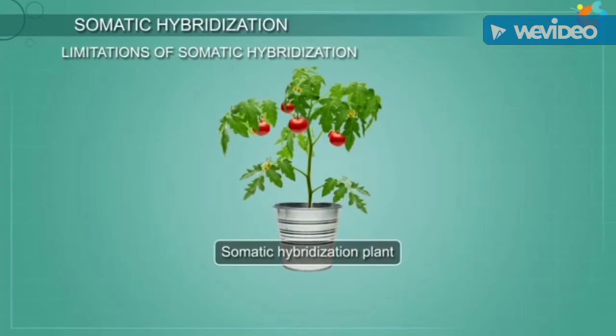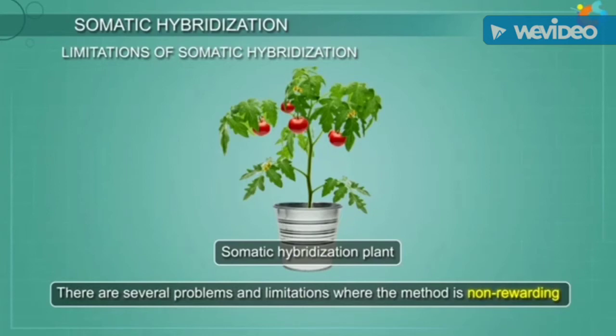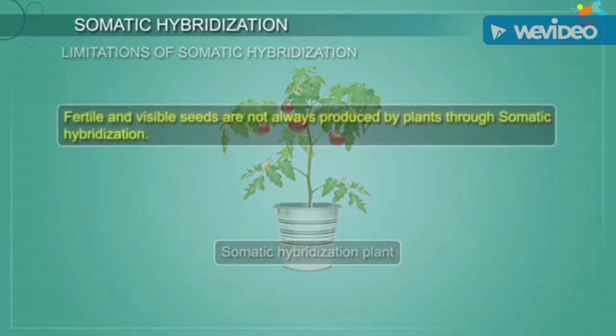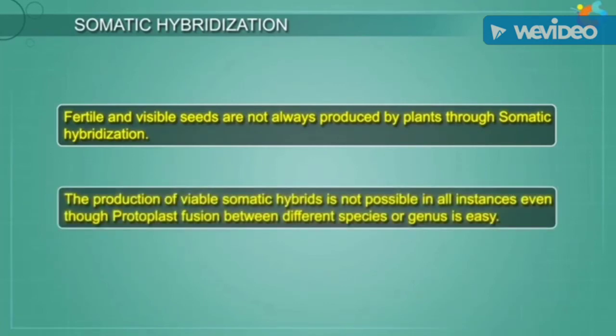Limitations of somatic hybridization. Although somatic hybridization is a novel approach in plant biotechnology, there are still several problems and limitations where the method is non-rewarding. The success of the technique largely depends on overcoming these limitations, some of which are listed below. Fertile and viable seeds are not always produced by plants through somatic hybridization. The production of viable somatic hybrids is not possible in all instances, even though protoplast fusion between different species or genera is easy.